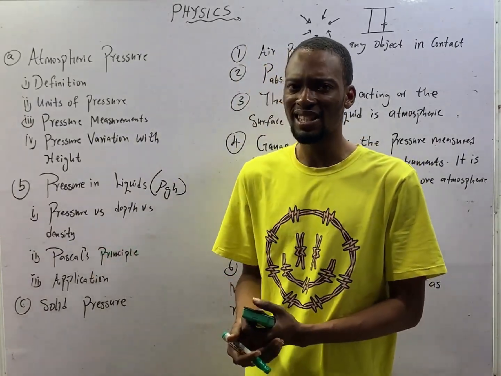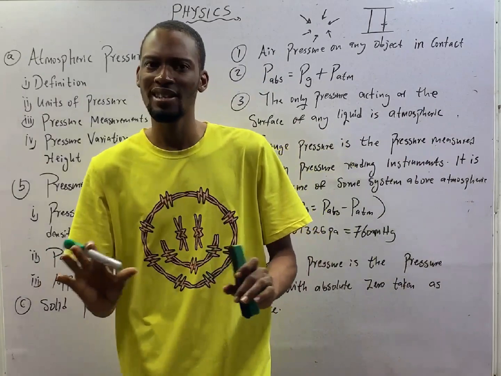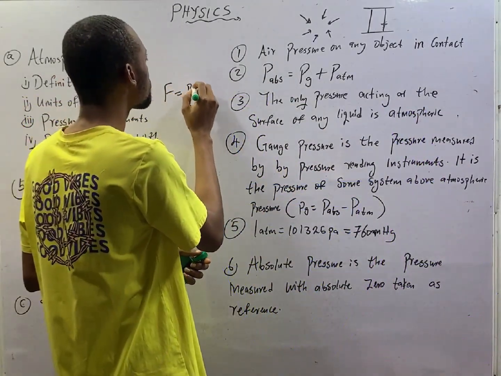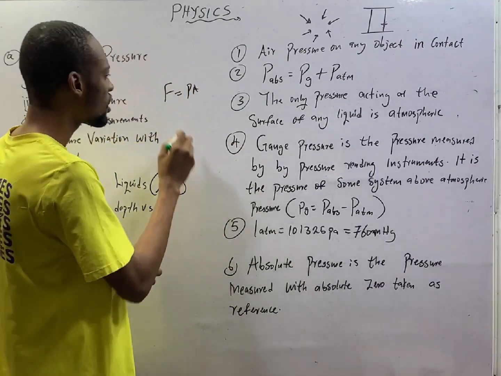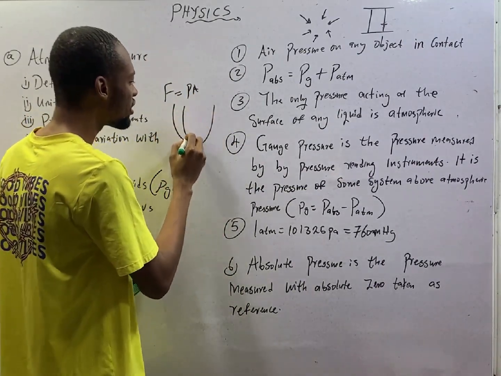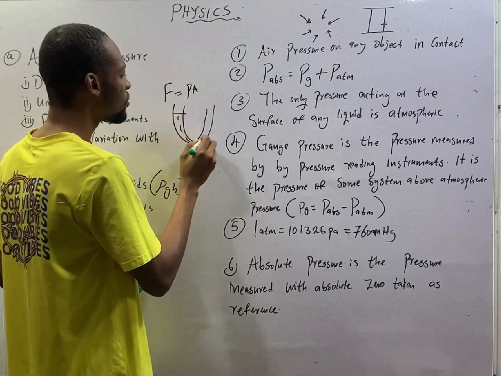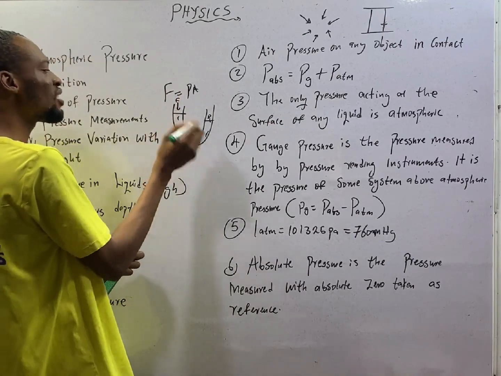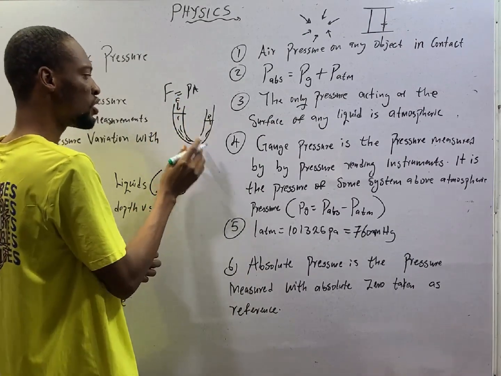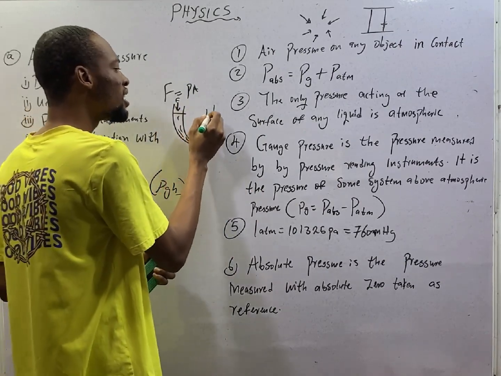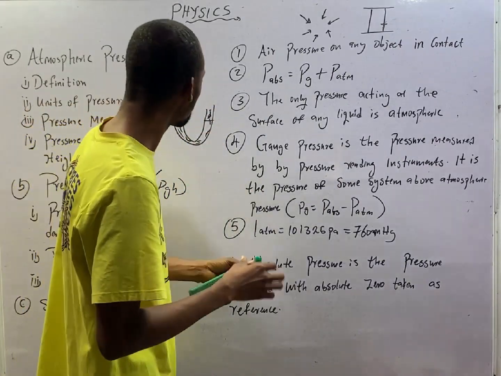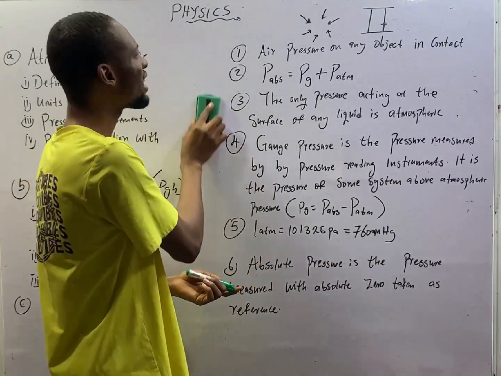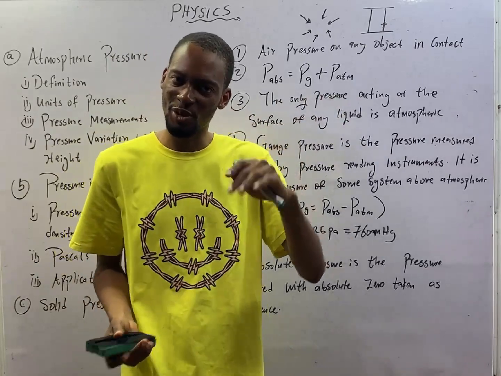Pascal's principle states that pressure in liquids is exerted equally at every point. Force equals pressure times area. If you have something like this, there is fluid here, this is B. If you apply a force here, the force is exerted equally at every point of this liquid. The force applied here can make this side go up. And Pascal's principle has various applications. But this time around, we are looking at atmospheric pressure.